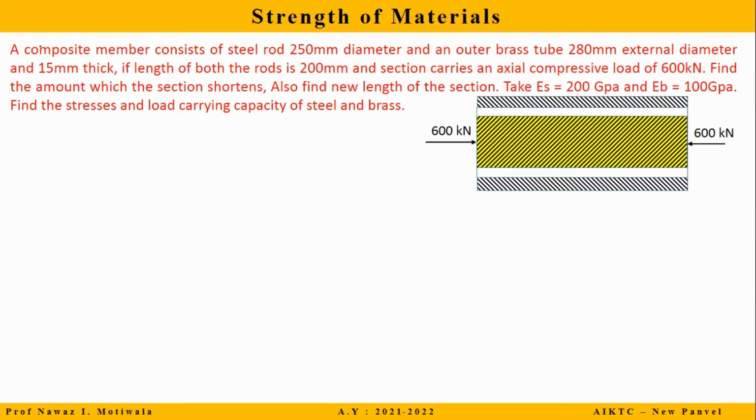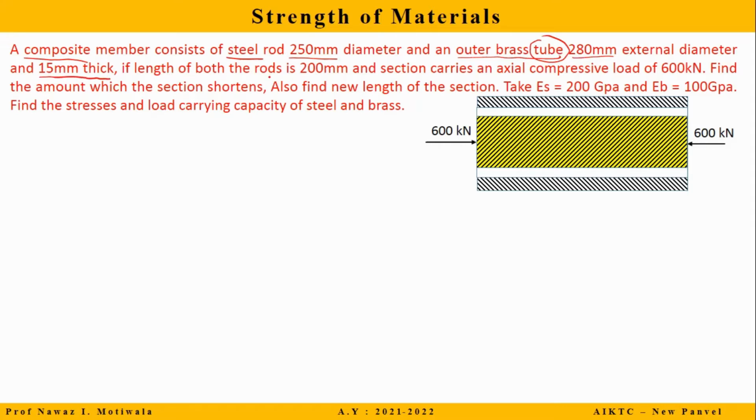The question says a composite material or a composite member consists of a steel rod of 250 diameter and an outer brass tube. See here, it is given as a tube, that means it is hollow, 280 external diameter and 15 thick. Okay, the thickness is given.